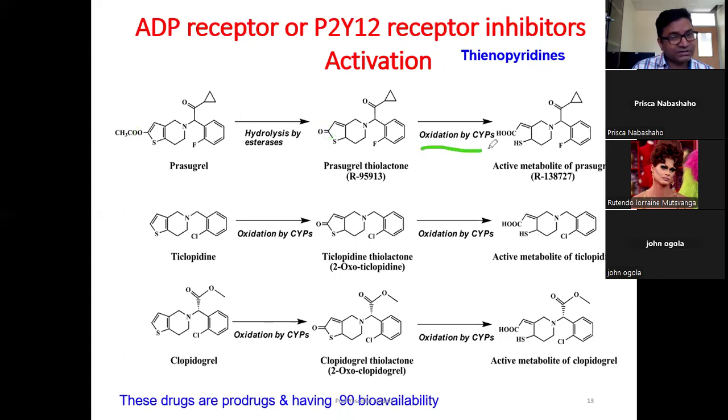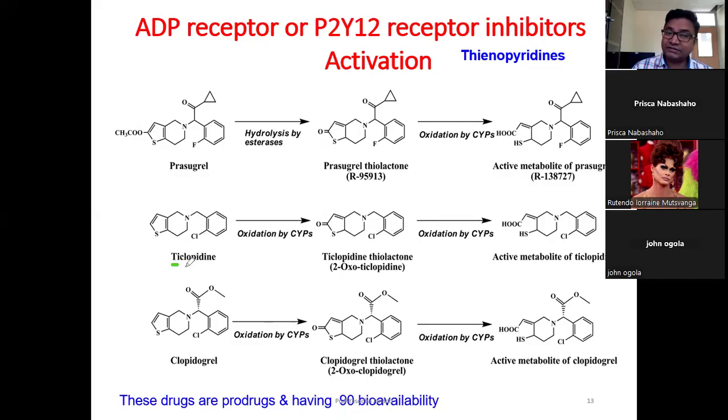Further oxidation by cytochrome P450, what happens? The lactone ring is opened. Now this is the active molecule of prasugrel, which goes and binds to the ADP receptor, thus preventing ADP from binding to it.